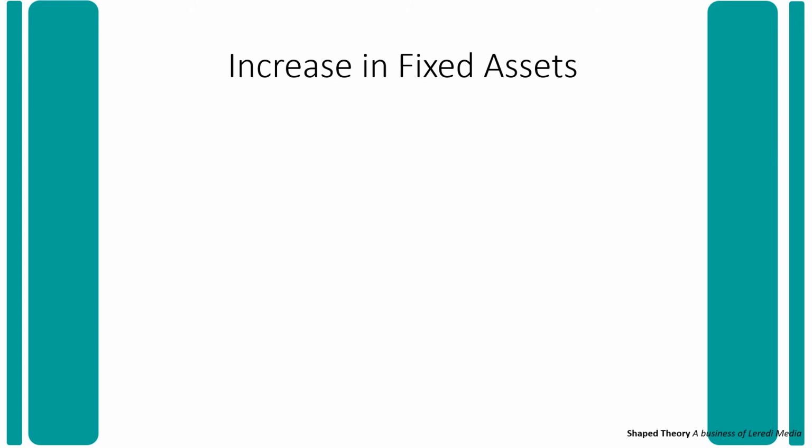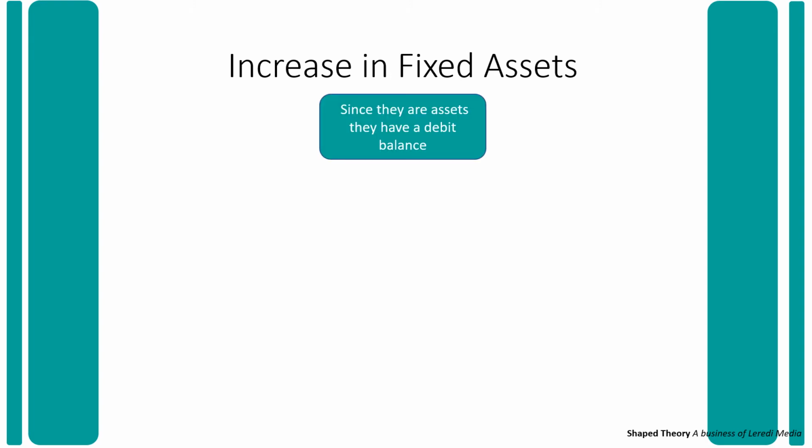Now that we looked at defining the fixed assets, let's look at an increase in fixed assets. What is it that leads to an increase in fixed assets? Before we look at an increase in fixed assets, we need to realize that fixed assets are assets. Because they are assets, they will increase on the debit side. And in increasing on the debit side, it means that they have a debit balance.